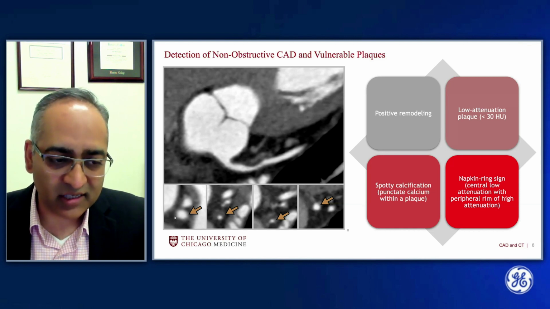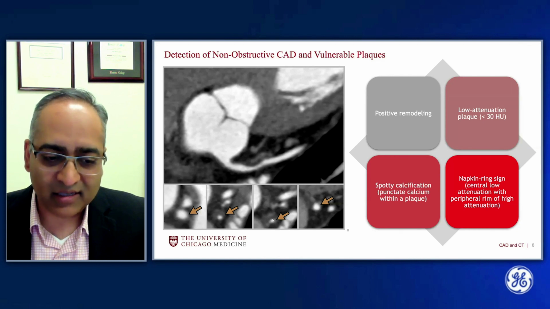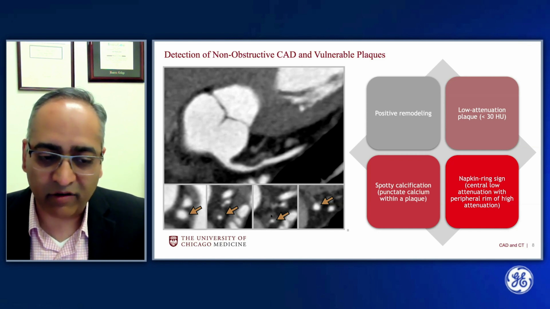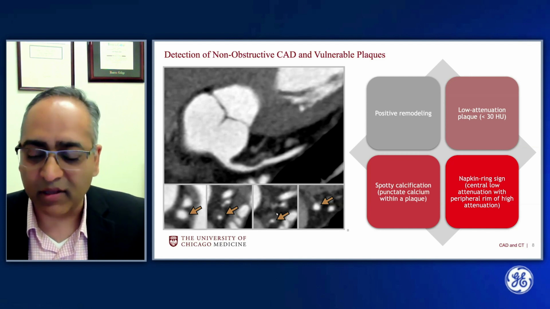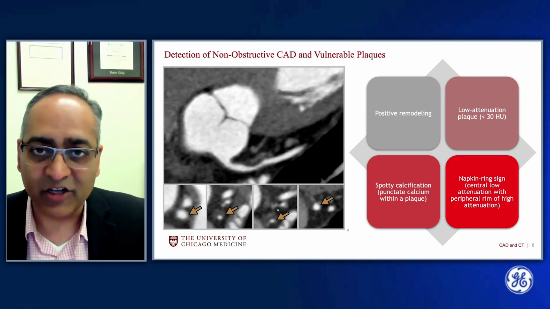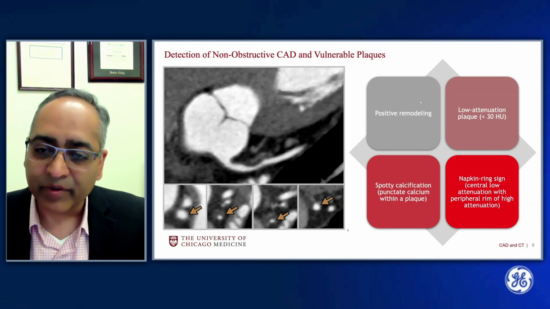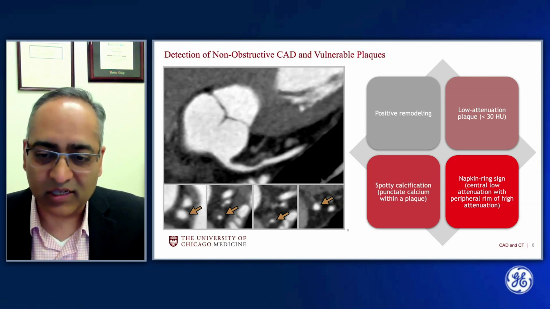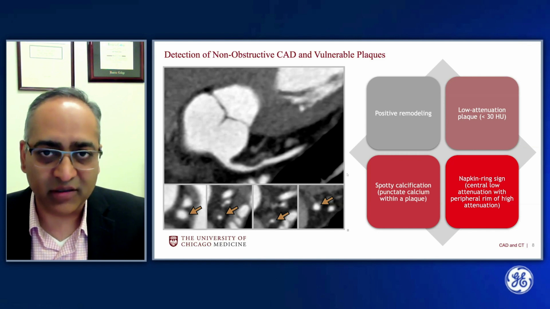On cross-section, you can see normal lumen of the LAD here, which narrows considerably. There's a large plaque sitting on top of the stenosis, and you can see the area of low attenuation and then increased attenuation along the periphery. This pattern is what's commonly described as the napkin ring sign and is considered to be a feature of the vulnerable plaque. Other features include positive remodeling, presence of low attenuation, and spotty calcification.